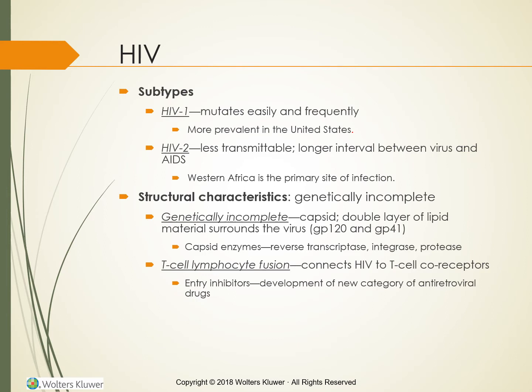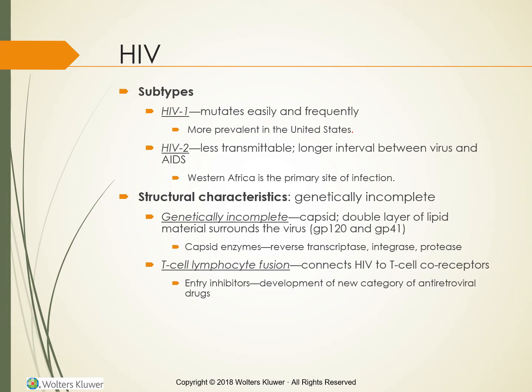HIV-2 is the primary type of infection in Western Africa. It is less transmittable, and the interval between initial infection with HIV-2 and development of AIDS is longer. HIV-1, group M, subtype B, is more prevalent in the US and in the rest of the world, but the distribution of subtypes changes from time to time because of the diverse merging of populations.